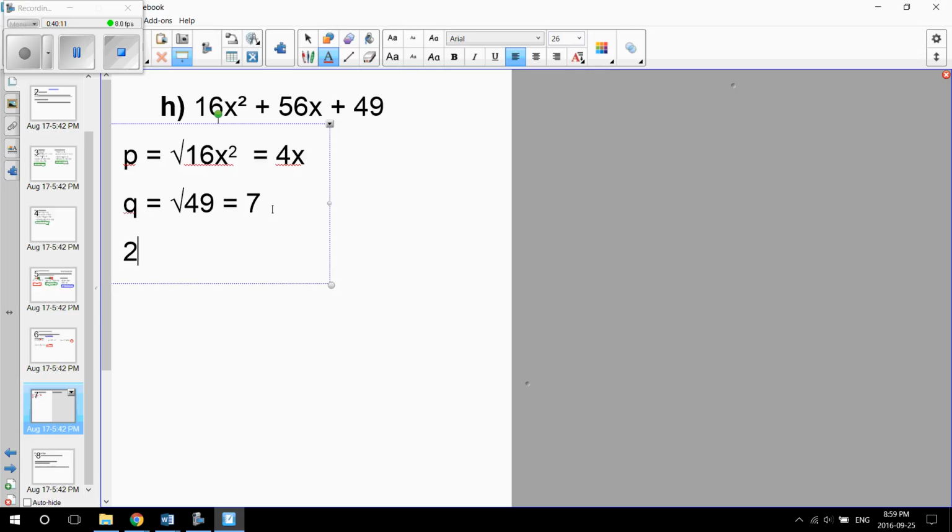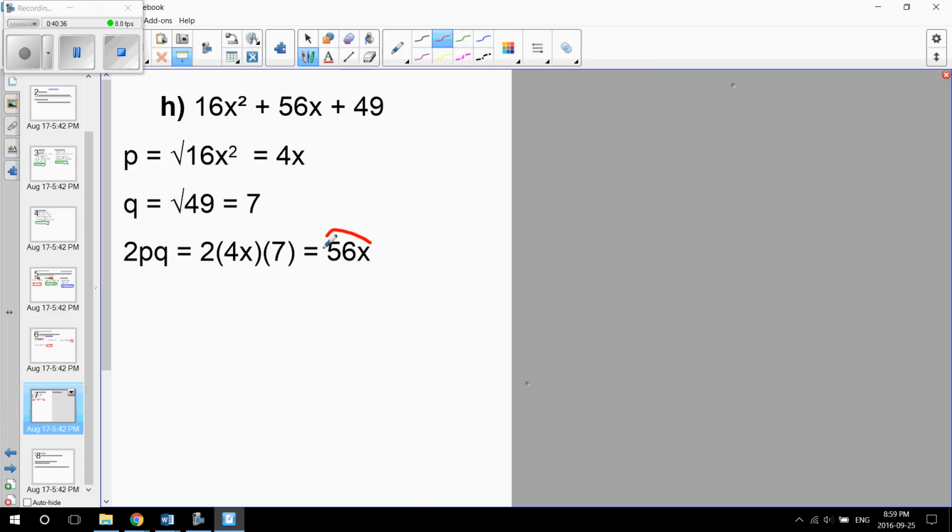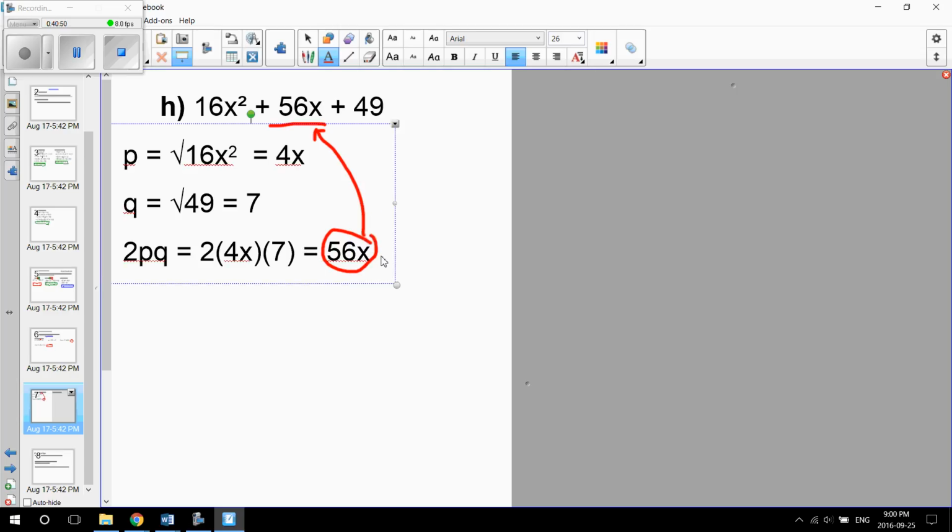Check our middle number, which is 2 times p times q. So 2 times 4x times 7. So we have 2 times 4x, which gives us 8x, and 8x times 7 gives us 56x, which again, we see that this 2pq does in fact equal our middle term, which is what we want for it to be the special perfect square trinomial. So we know that we can use that formula.